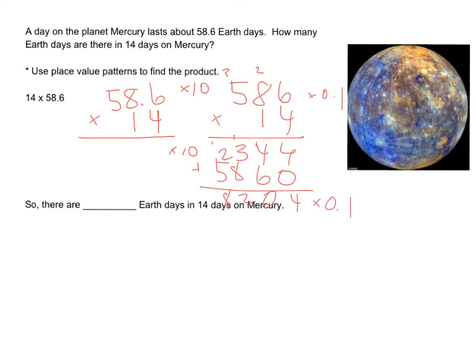Okay, so then I have 58 and 6/10 back times 14. And then my product, I don't need to refigure it out. I can just put the digit there and then give it a decimal. So, answering the question, there are 820 and 4/10 Earth days in 14 days on Mercury.